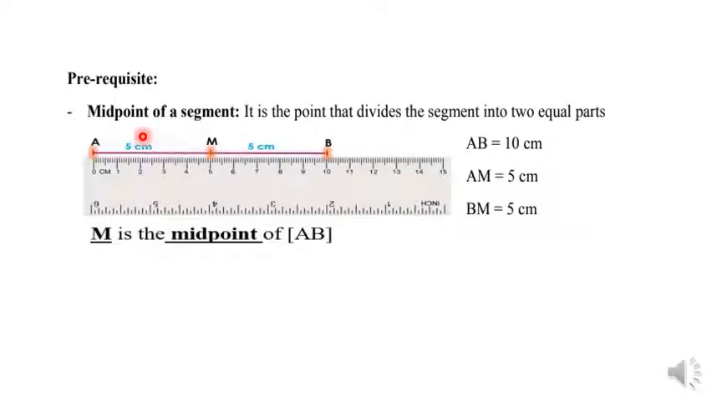Now let's review what is meant by a midpoint of a segment. What is a midpoint? It is the point that divides this segment into 2 equal parts. Example, if you have segment AB, it has 2 extremities or 2 endpoints, which are A and B. The length of AB is 10 centimeters. The half of 10 is 5. M is at 5 centimeters. M is the midpoint of this segment AB, so that AM is equal to 5 centimeters. MB is equal to 5 centimeters. M is the midpoint of segment AB.